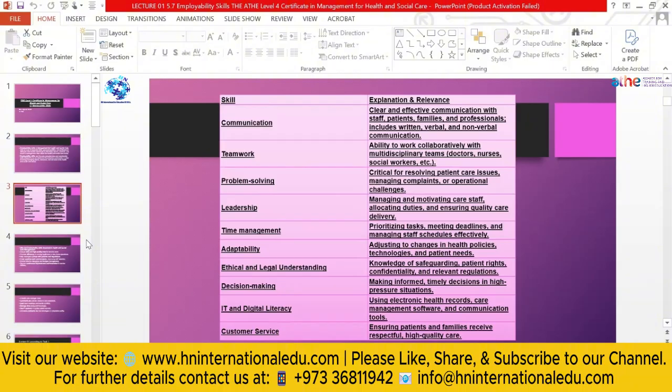And then we have ethical and legal understanding: knowledge of safeguarding patient rights, confidentiality, and relevant regulations. That is, you're abiding by the laws, you're following them. Decision making: make informed, timely decisions in high pressure situations. Like when COVID came, it was a very high pressure situation for every economy in every country. They were releasing new laws, they didn't even know how to handle it, but everyone was trying their best to cope with this. IT and digital literacy: using electronic health records, care management software, and communication tools.